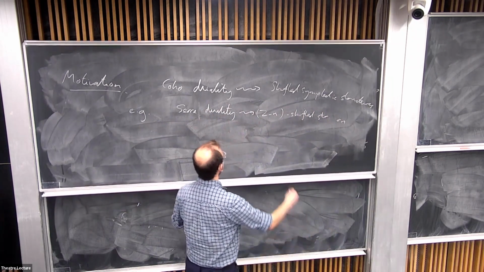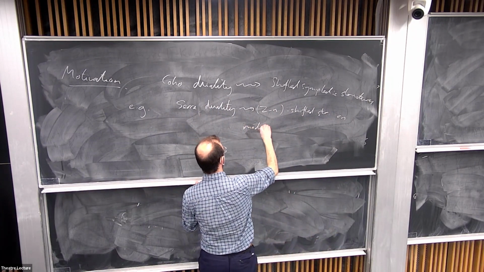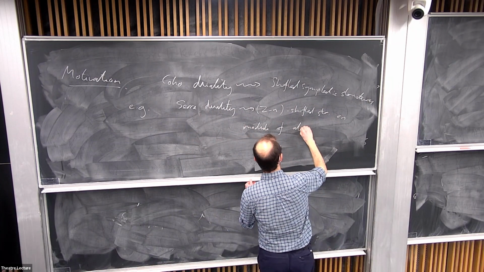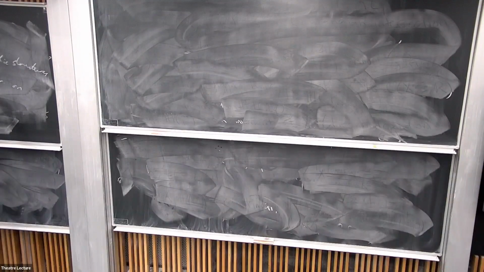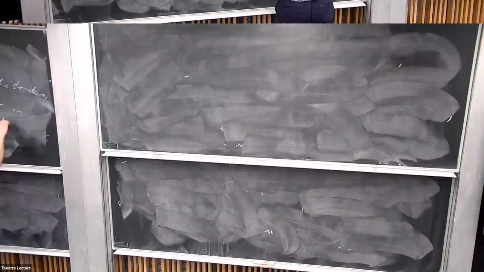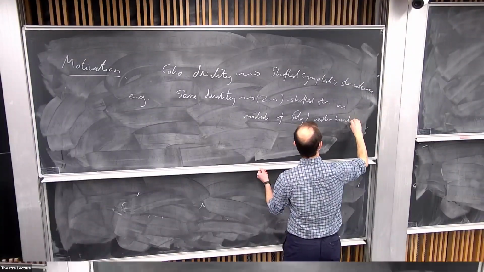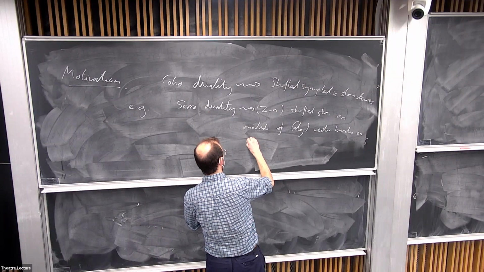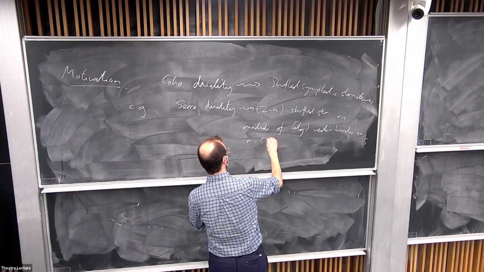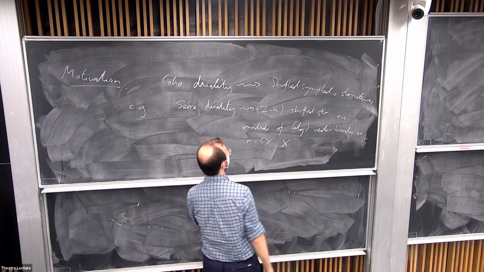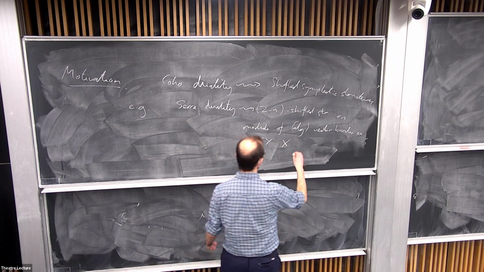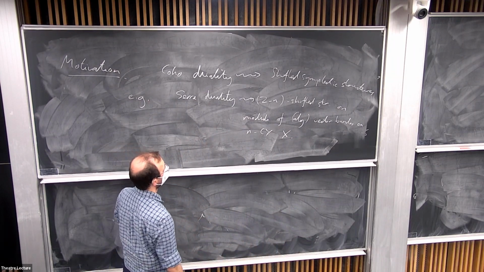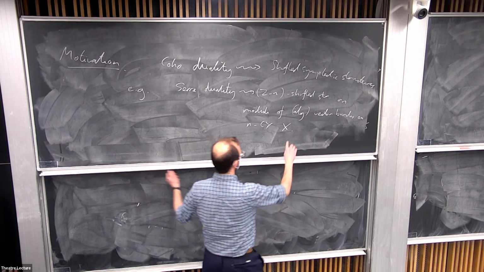On moduli of vector bundles. Algebraic vector bundles on an n-dimensional Calabi-Yau scheme X. You'll probably want it smooth proper.